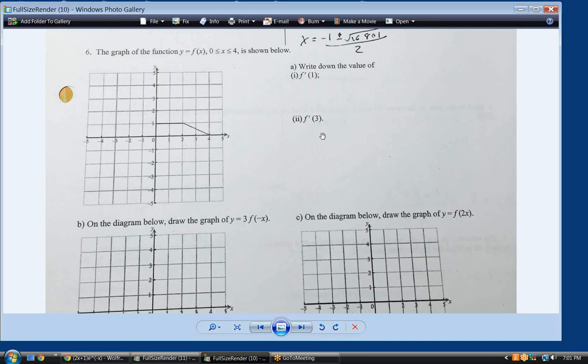So what's f prime of 3? Negative 1/2. Yeah. All straight lines have the same slope throughout their line. So if the slope here is negative 1/2, it's negative 1/2 there, and it's negative 1/2 that whole way.